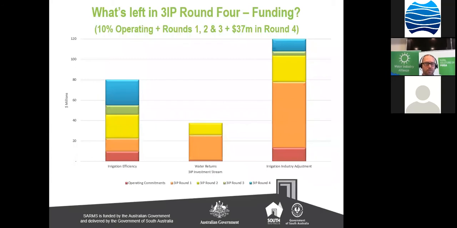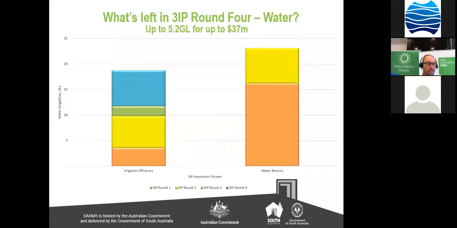So our funding over time, just to give you a sense of where that funding was expended, really if you focus on the yellow elements in this graph, they're the round two proposals that we received through streams one, two and three: irrigation efficiency, water returns and the industry assistance element. In round two, we expanded the water returns element, which led us to round three. We can see in the green we had less demand, but the blue is the remaining funding that we've got for round four, which is $37 million to achieve around 5 gigalitres of water returns, which does result in a very high water dollar per megalitre rate, which we're happy to have on offer in the last round, the highest amount that we've ever had.